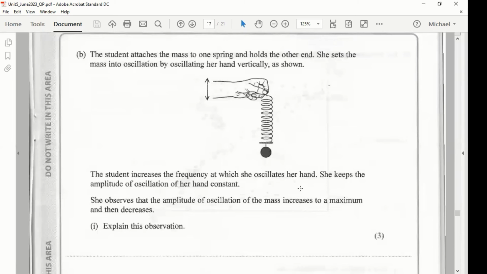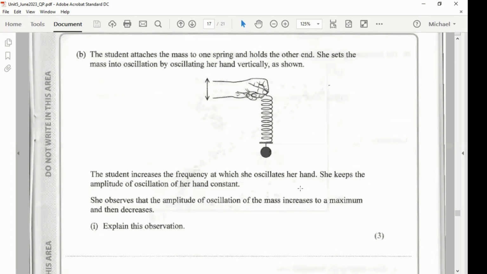Explain this observation. Okay, so this is a question about resonance, obviously. What's happening is as she increases the frequency, there comes a point where, and these are the words you would use, the forced frequency of oscillation matches the natural frequency of oscillation. And at that point, resonance occurred. Resonance occurs in which the amplitude is maximized and there is the maximum transfer of energy.